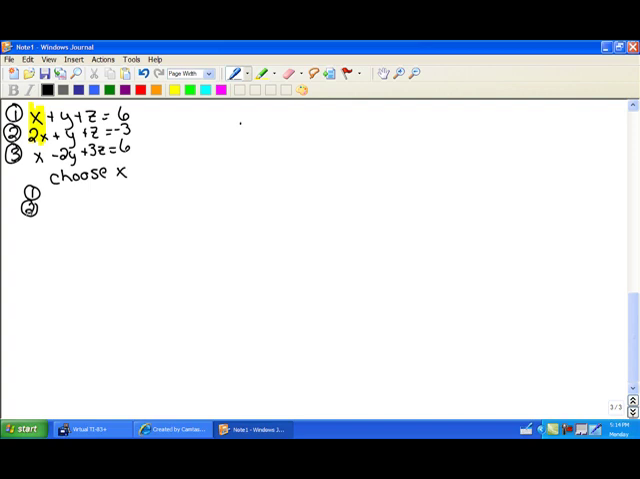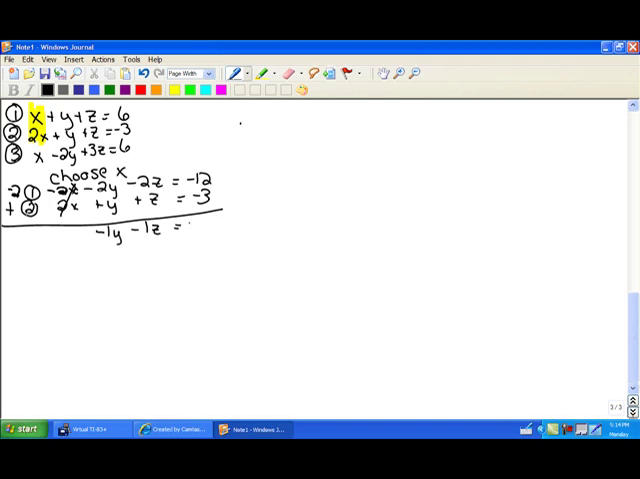2 is already a positive 2, so if I look at 1 to make it a negative 2, I'm going to have to multiply the whole equation by negative 2, which will give negative 2x minus 2y minus 2z is going to equal a negative 12. Equation 2 is just 2x plus y plus z will equal a negative 3, and when I add those together, my x's eliminate. I have negative 1y minus 1z will equal a negative 15.